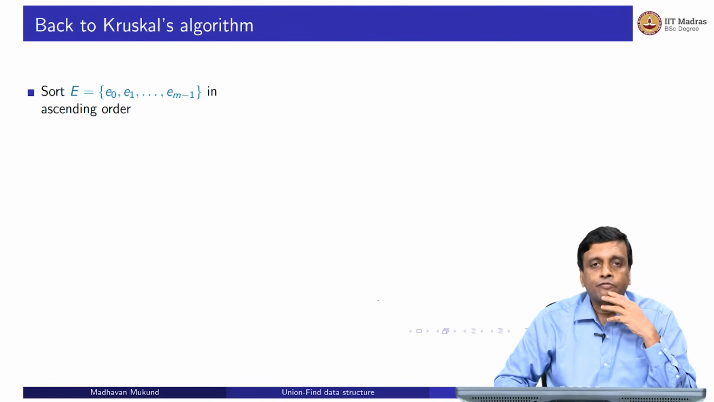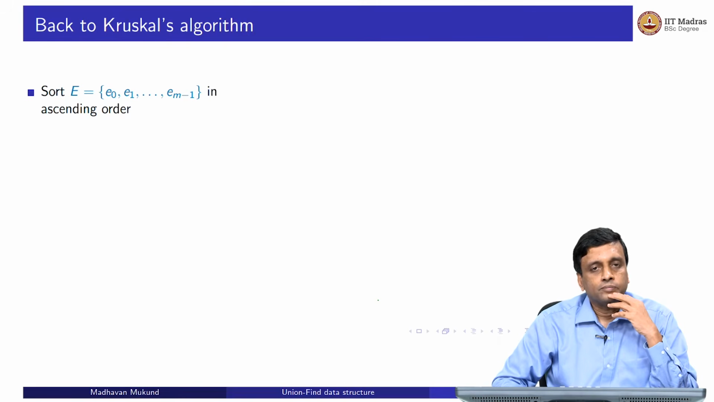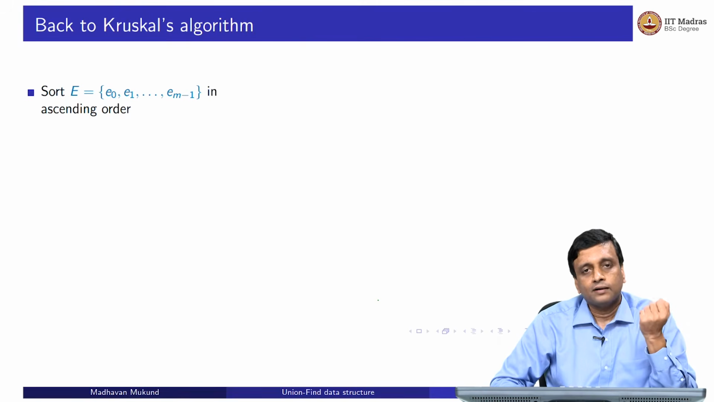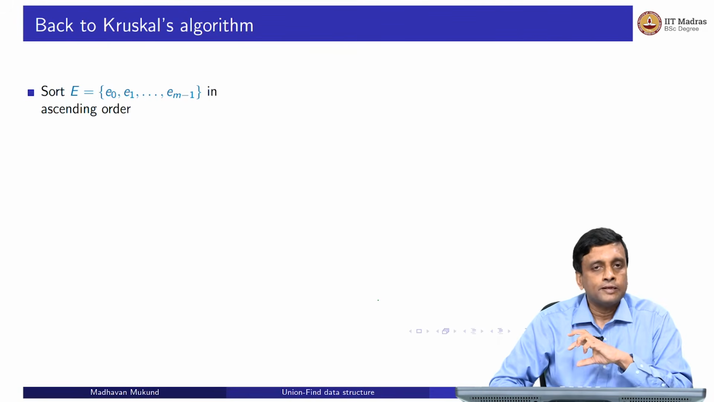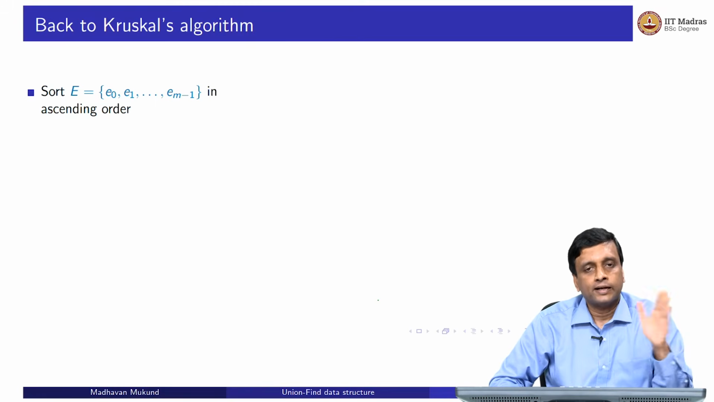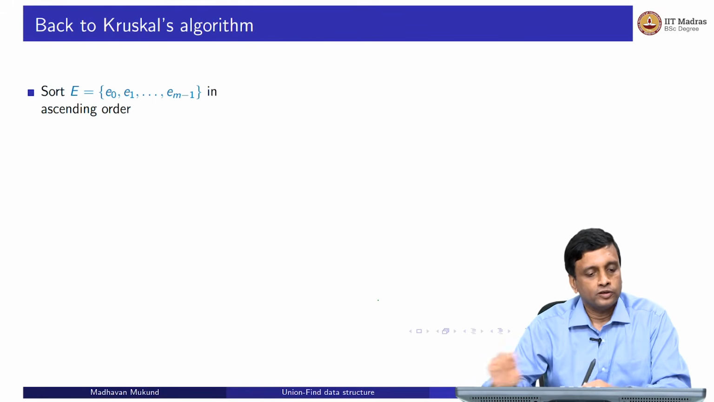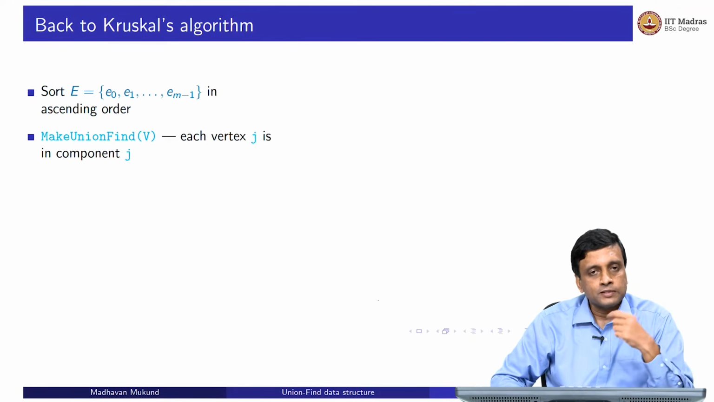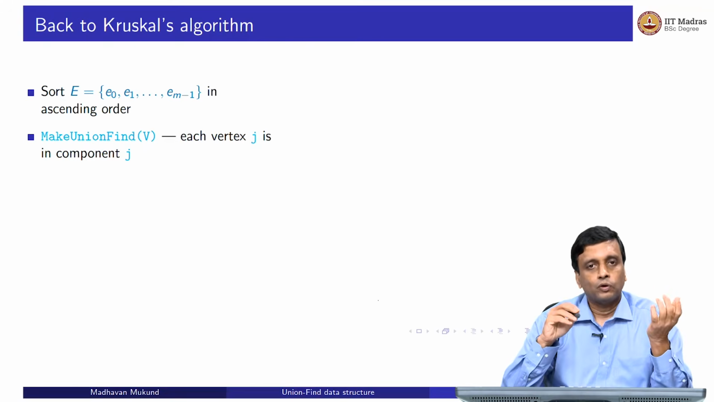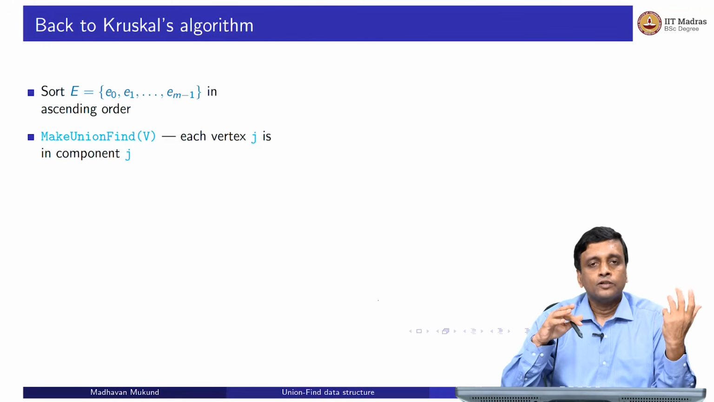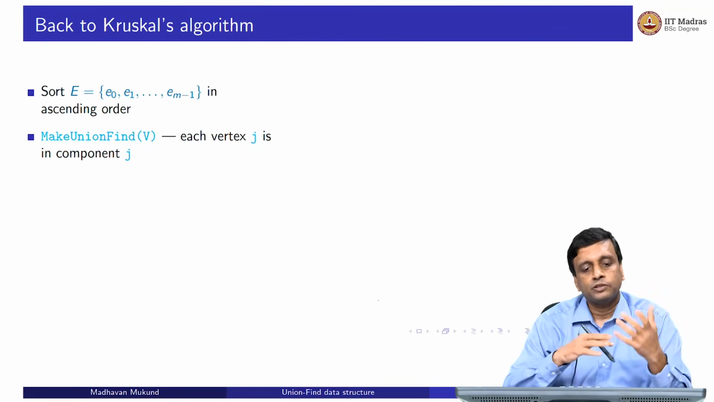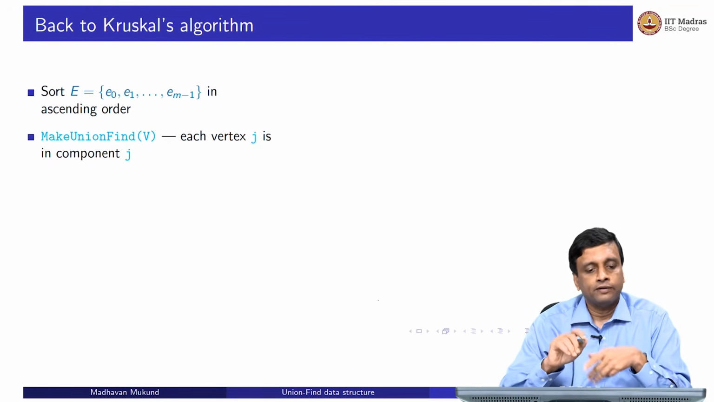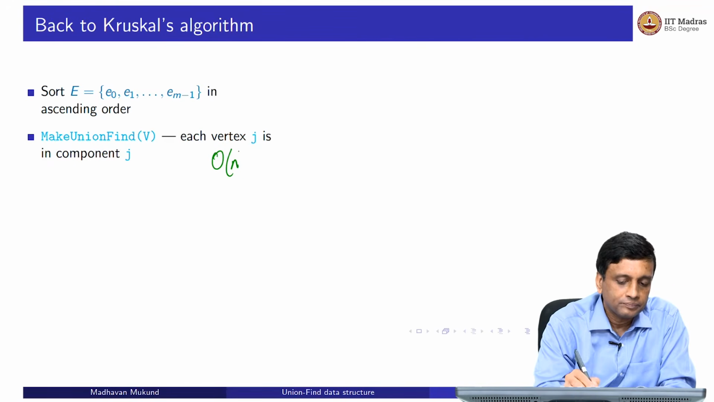So, how does this affect Kruskal's algorithm? This is where we started looking at these operations, because this was the context in which we needed it. Remember that in Kruskal's algorithm we start by sorting the edges. We take the edges, there are m of them, and we sort them in ascending order. After this, we have to start this business of creating the tree. So, we have to keep track of these components. We first do a make union find, which will take order n time for our n vertices.